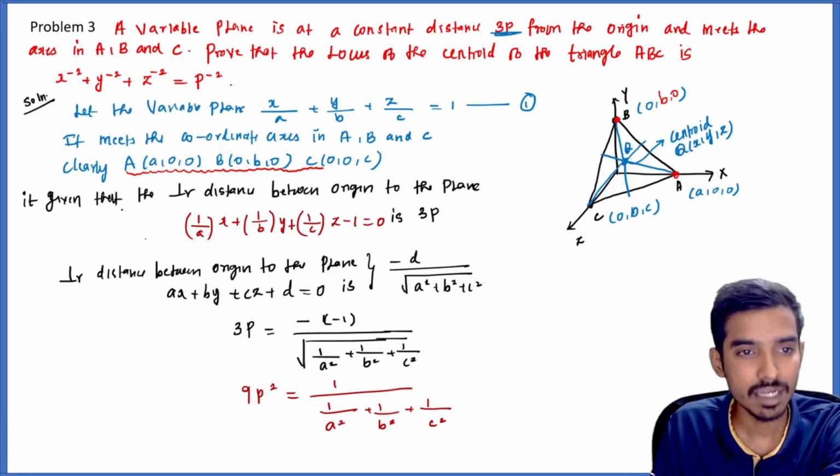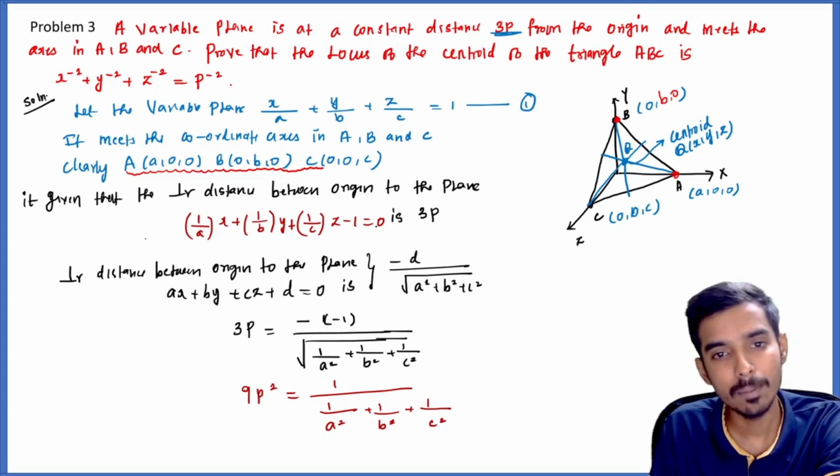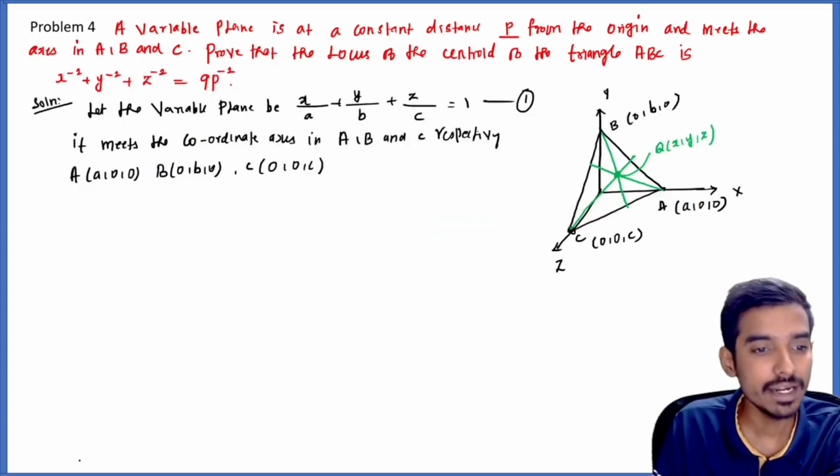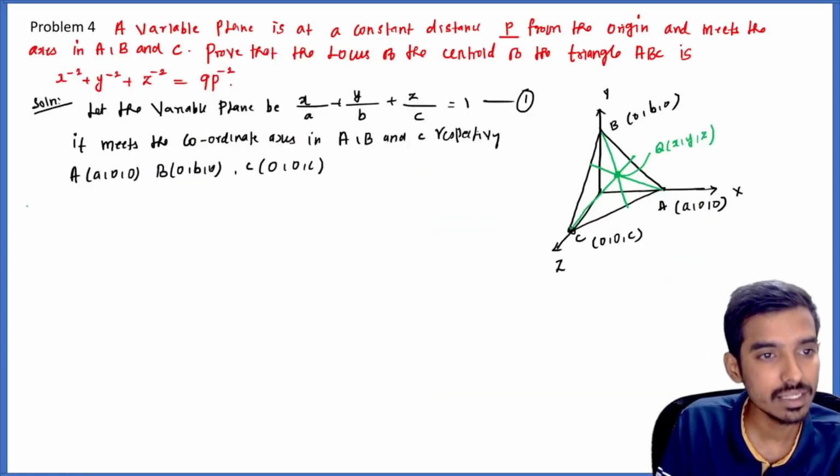I'm going to write the same thing. It is given that the perpendicular distance between origin to the plane is, earlier it was 3p. Now here it is p, right? It is given that.